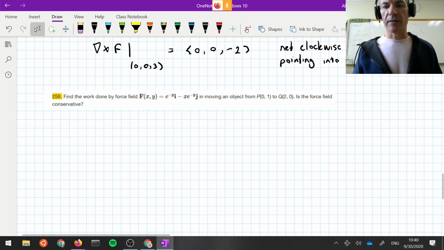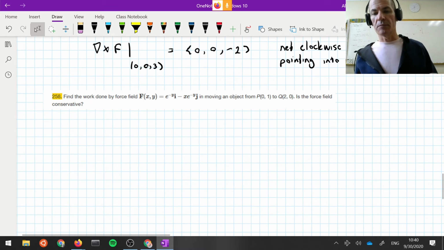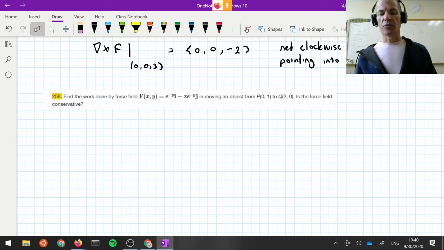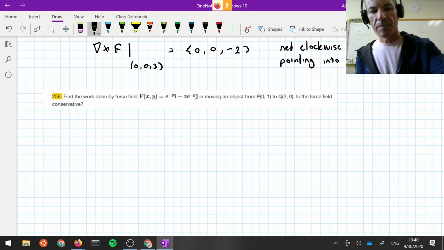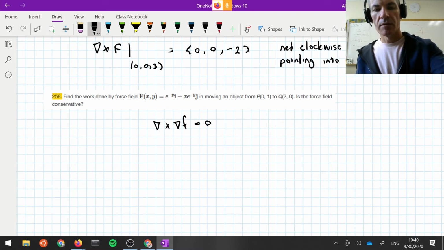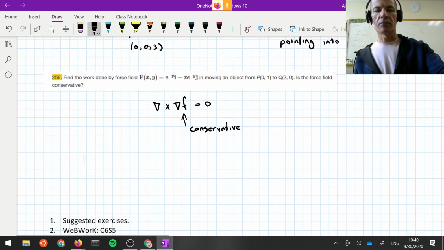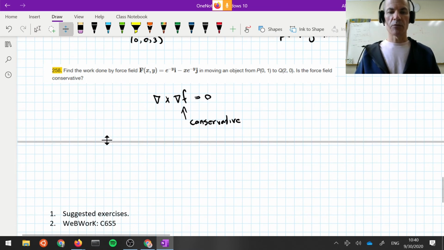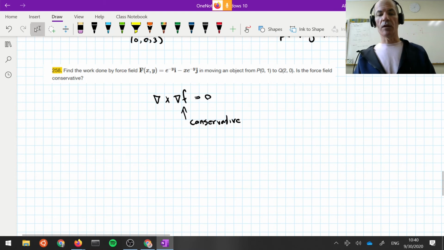Look, you're not given a path from 0, 1 to 2, 0, so the only way you're going to be able to do this is if it's conservative. What's the test for conservative that we just learned? We learned that the curl of a gradient vector field is 0. A gradient vector field, of course, is conservative. And so if the curl of this vector field is 0, then this is a conservative vector field, and then we can just use the fundamental theorem of line integrals.